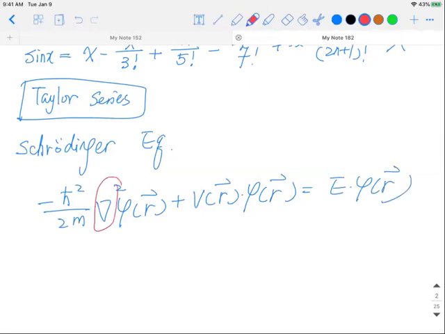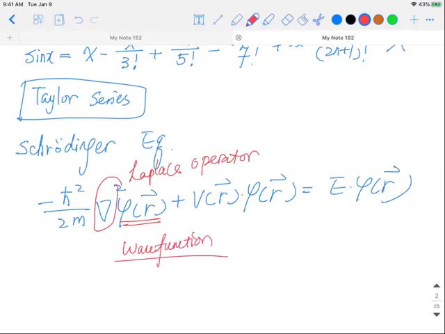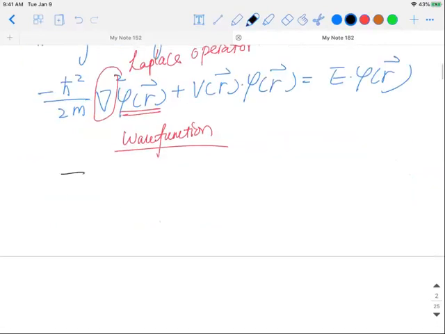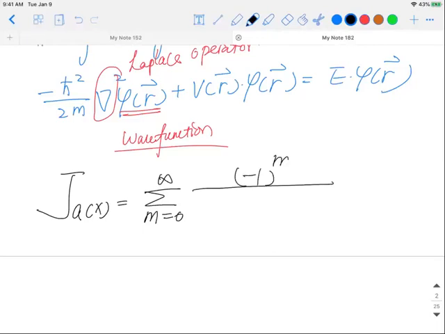This is actually called the Laplace operator, right? And this is a wave function. I don't know if you guys are familiar with this or not. This is a very complicated equation. However, it has a very elegant solution. The solution goes like this. Maybe you don't think it's very elegant, but trust me, in the eyes of physicists and mathematicians, this is a super elegant solution.